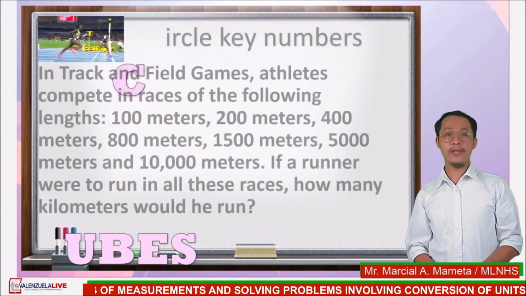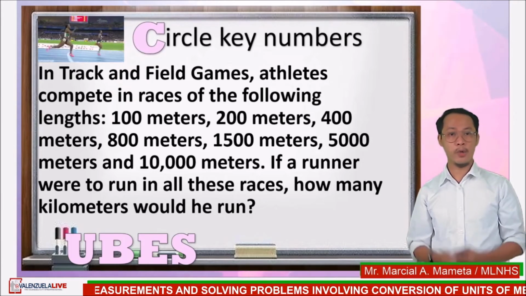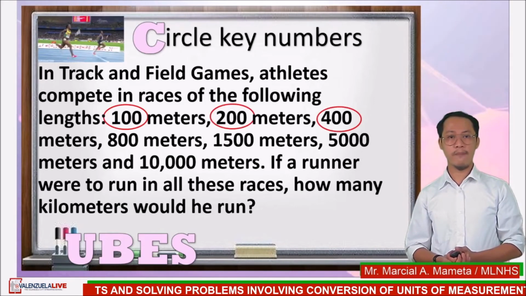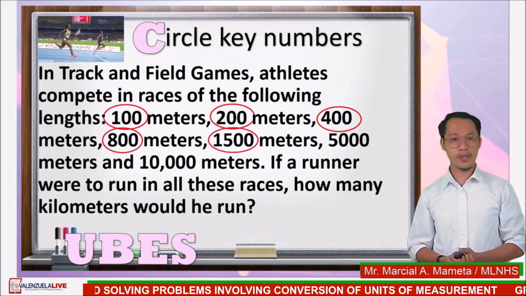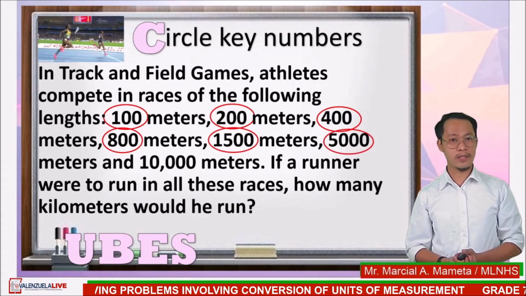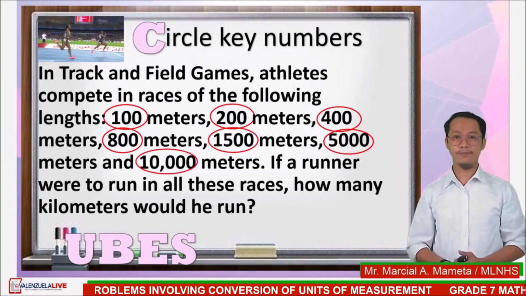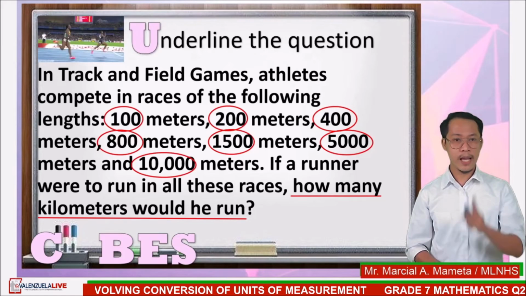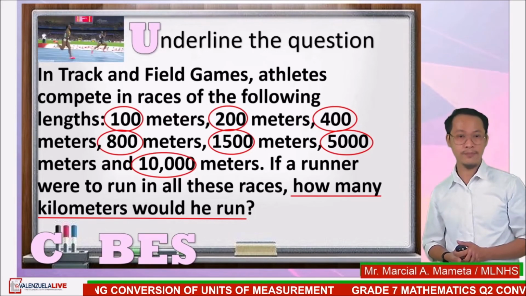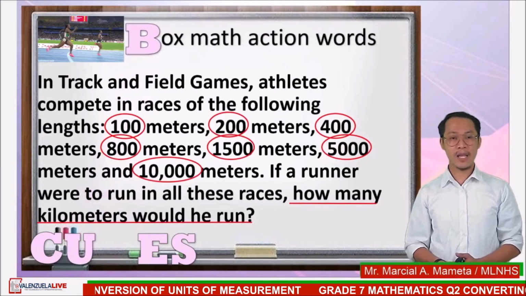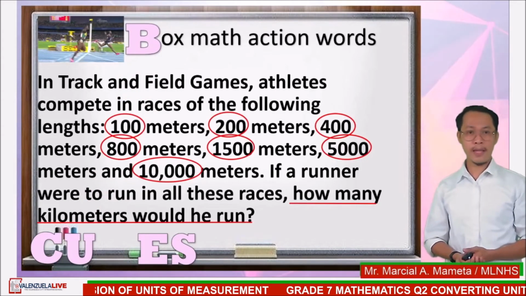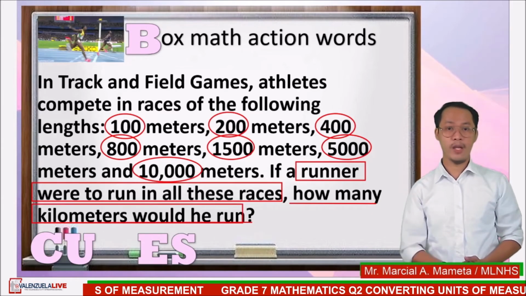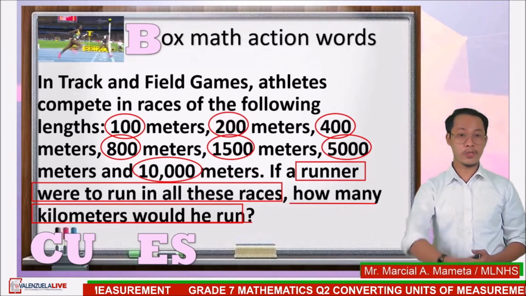So let's start with C, circle key numbers. What are the key numbers on the given problem? We have 100, 200, 400, 800, 1,500, 5,000, and 10,000 meters. Next is U, underline the question. The question is, how many kilometers would he run? Or B, box the mathematics action word. The mathematics action word is runner were to run in all these races, and kilometers would he run.